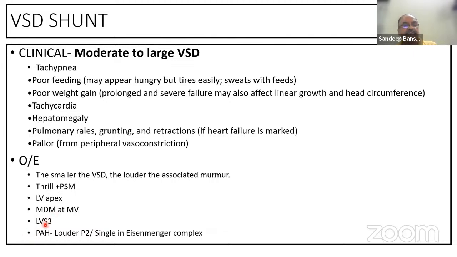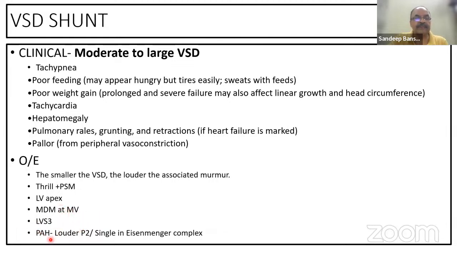And for the same reason, there is also an occurrence of the left ventricular third heart sound. So if somebody asks you clinically, how do you determine whether the shunt of VSD is more than 2:1 or not? So MDM at the mitral valve level and LV S3 are the two most important features which are suggestive of a large VSD.